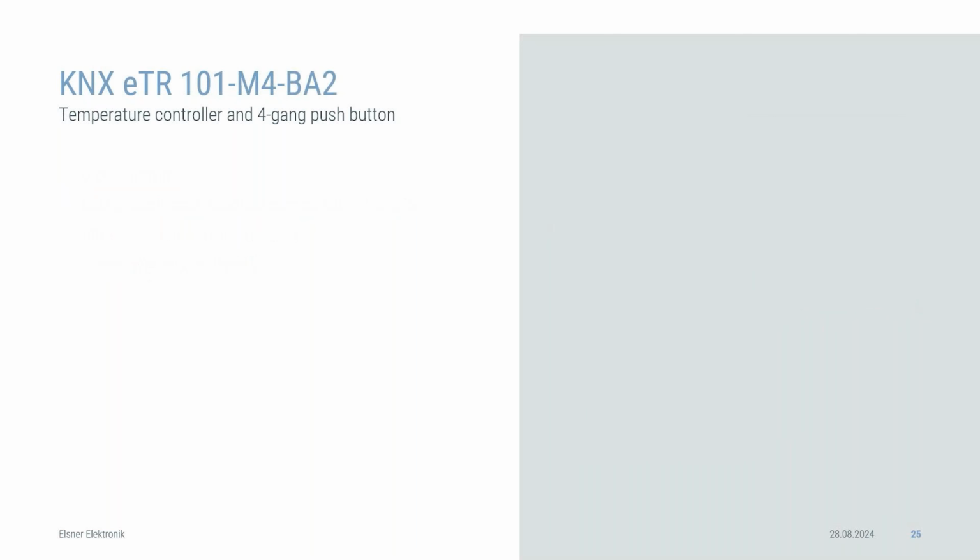Okay, next up, we have the eTR 101 M4 BA2. We received feedback, especially for the 202, 205. Okay, this is a very practical use case, but what if I don't have shading and if I don't have lighting or something else? I need something where I have freely configurable push buttons plus a thermostat. I don't want to buy 2 devices. That's why we came up with the eTR M4 BA2. So it's basically the full-fledged eTR 101 plus a 4 gang push button included in the same product.